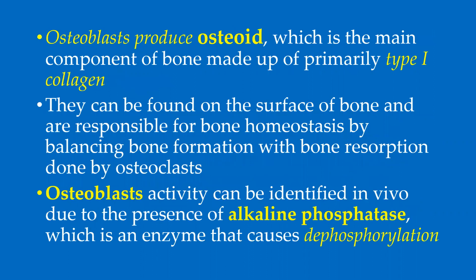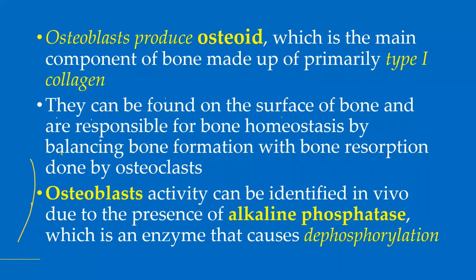So the osteoblasts produce osteoid, which is the main component of bone, made up primarily of type 1 collagen. A question that I love to ask: osteoid consists of type 1 collagen. This is the major type of collagen present in bone. What is the most frequent type of collagen present in bone?